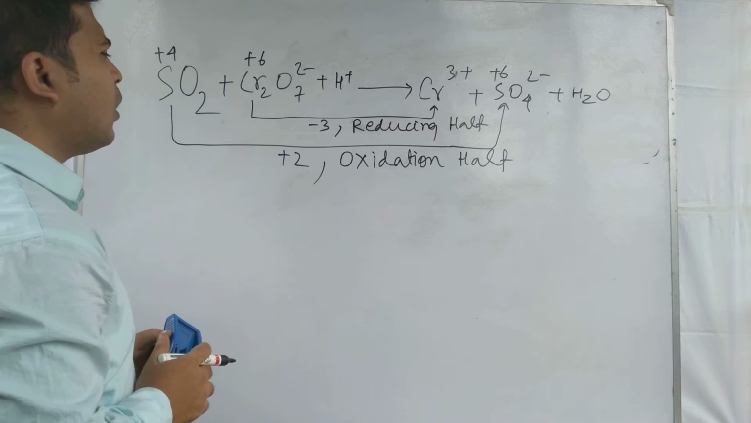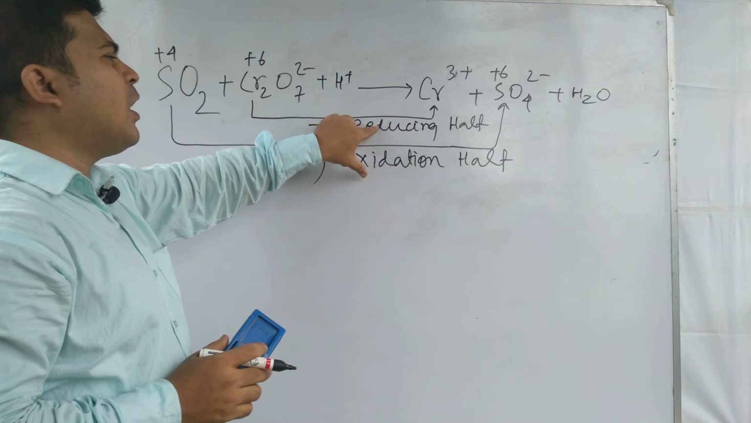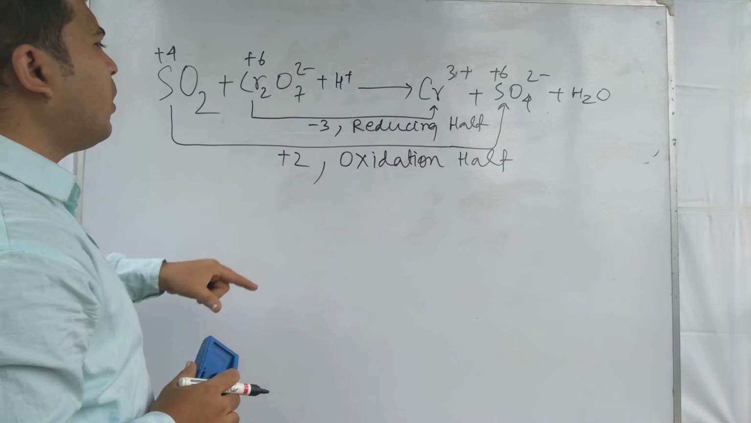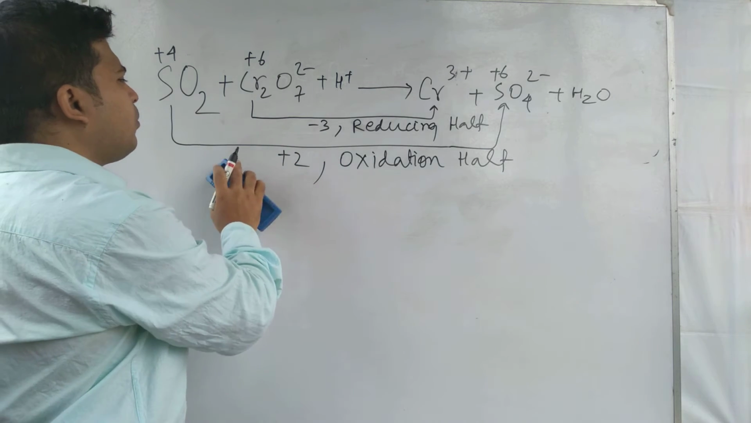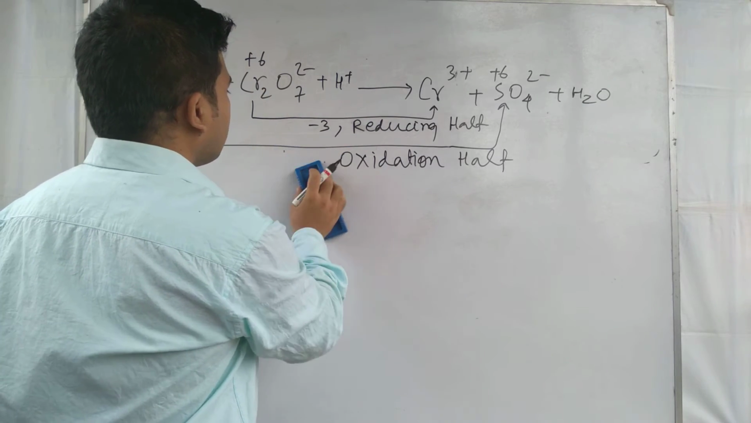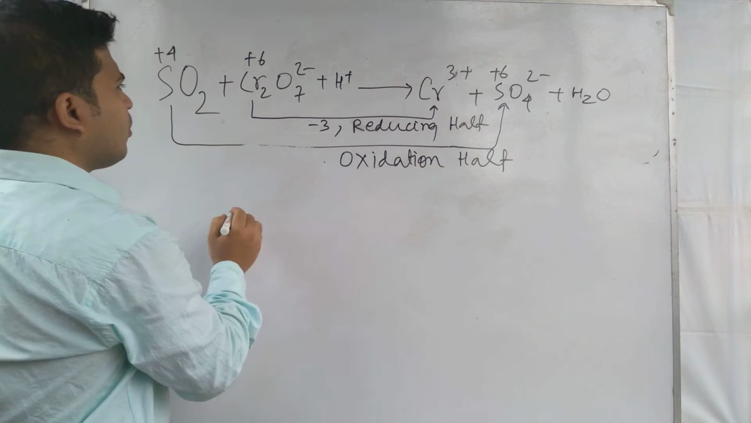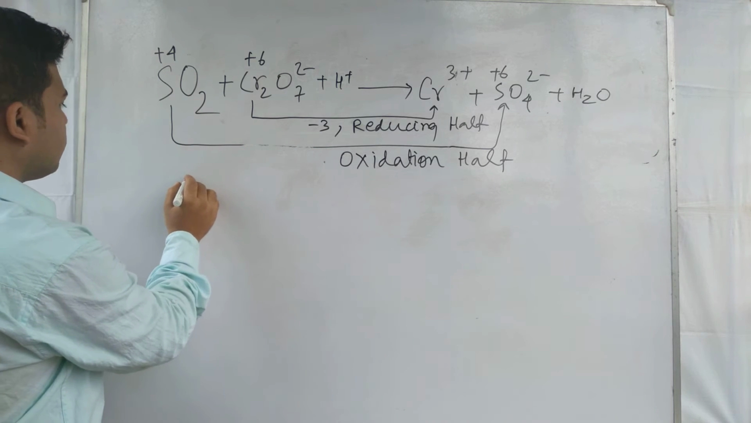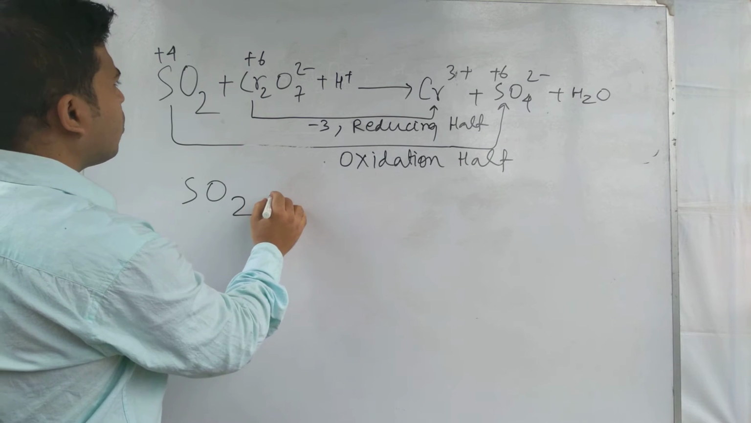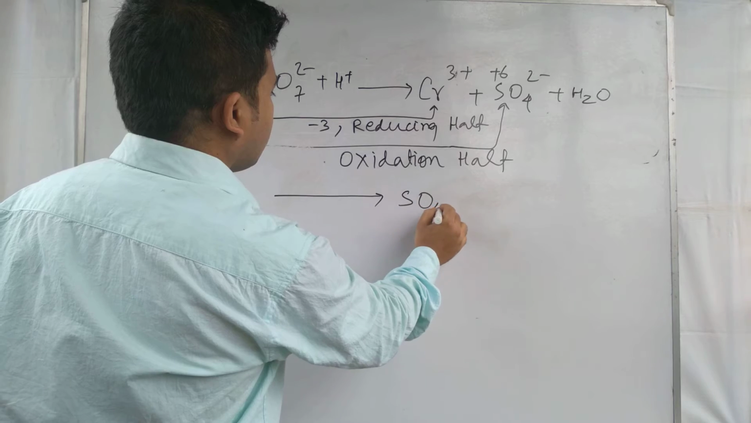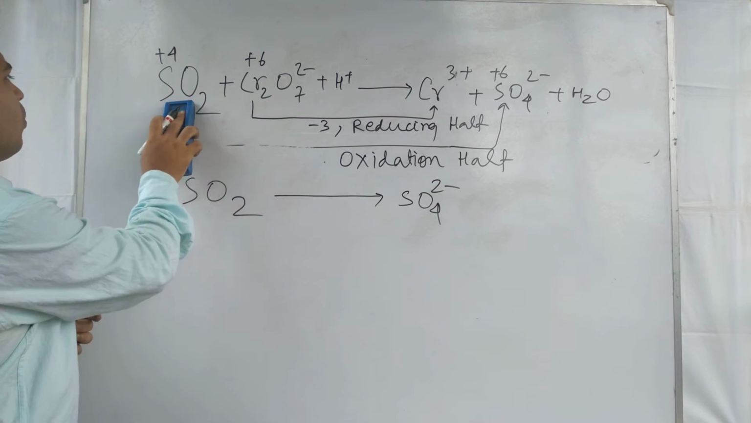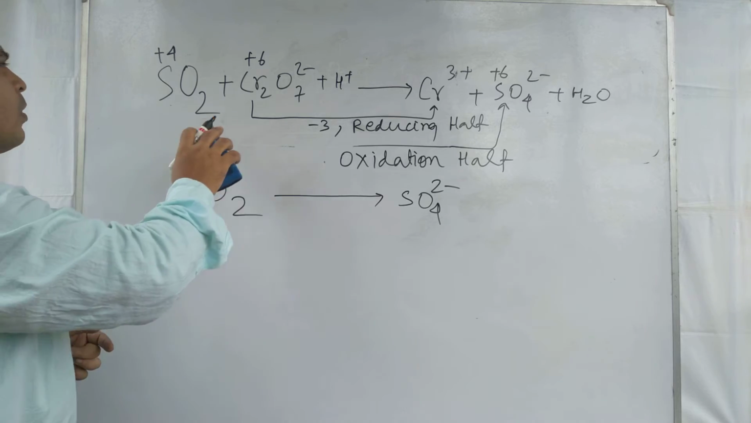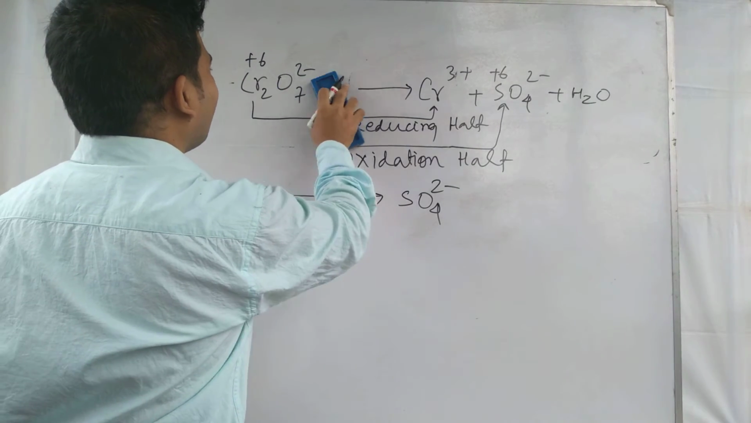So we find two halves present in the whole equation. When the two halves are added together, this whole equation is formed. We have to write these two half equations separately. We write the oxidation half first: SO2 changes to SO4 2 minus. This is our oxidation half. After writing it, we write our reduction half.